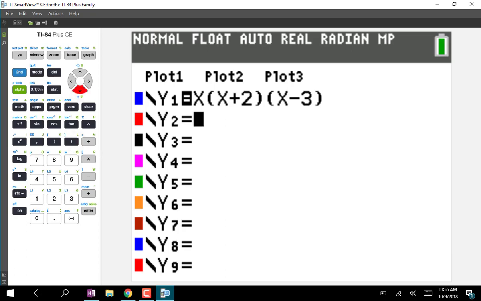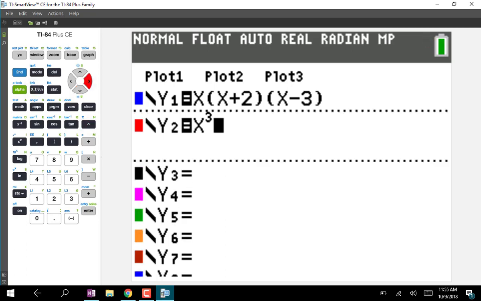Go down. In the second one here, type in what you got. What was your answer? Okay, so our answer was x cubed, x caret 3, minus x squared, minus 6x. So the very first one I typed in the original. The second one I typed in exactly what my answer was.